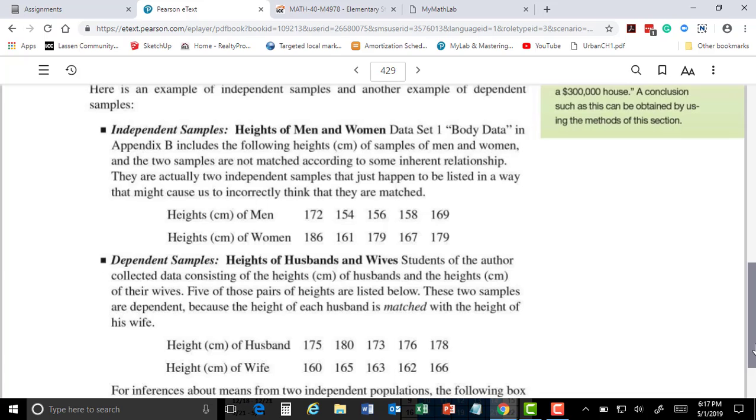Now we have a dependent sample. Now we have the heights of husbands and their wives. Five of these pairs of heights are listed below. These are dependent because the height of each husband is matched with the height of each wife. So it's husband, wife, husband, wife. That gives a difference, and that difference has a distribution. That distribution can be tested.